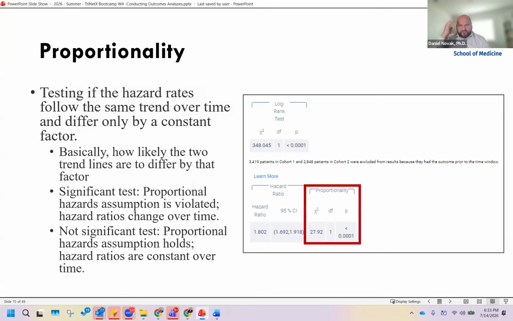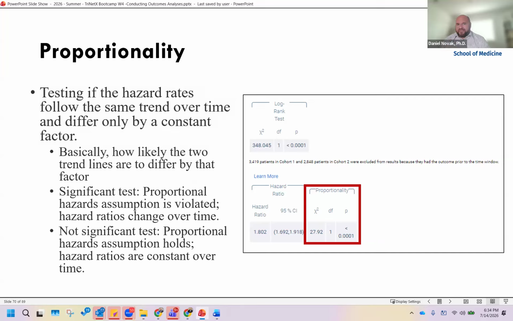The test of proportionality is really important. This tests to see if the hazard rates follow the same trend over time and differ only by the constant factor that you're looking for. So basically how likely the two trend lines are to differ by that factor. It's a significance test for it.